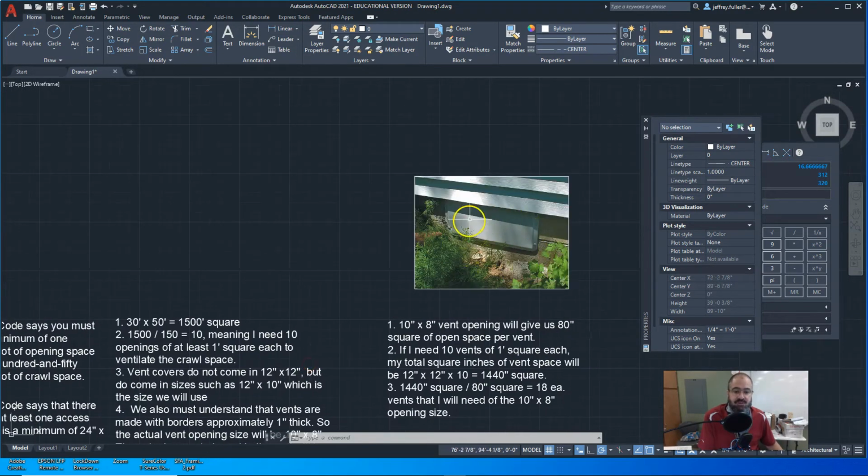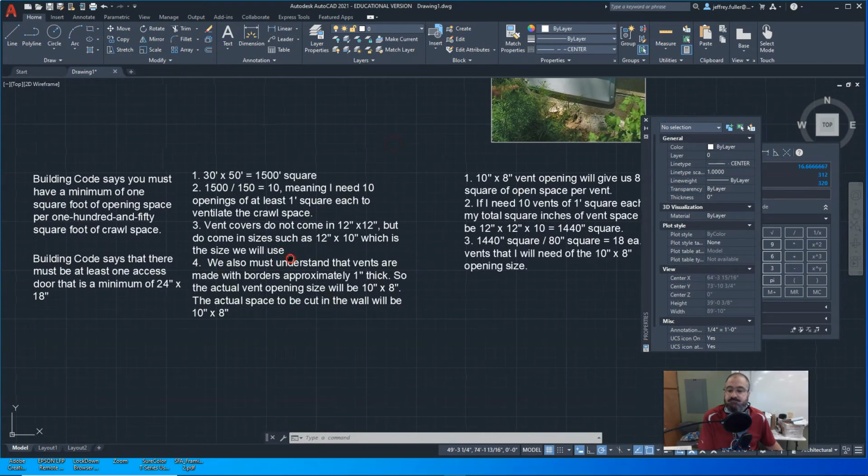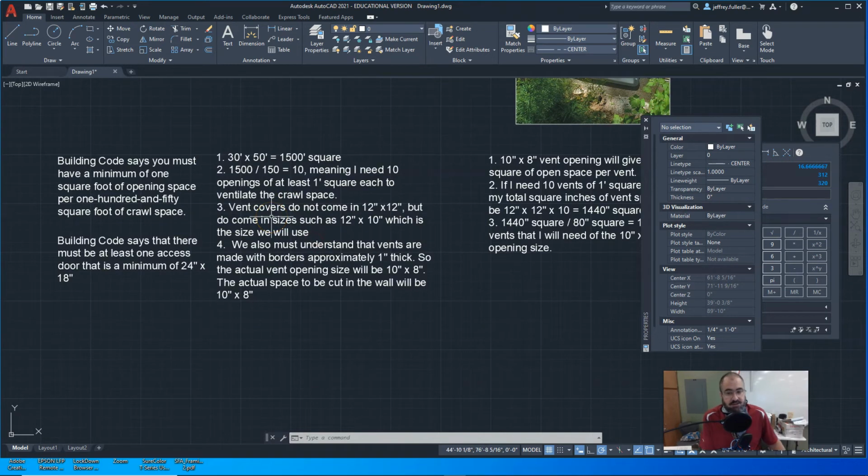And this is a vent right here. I put the picture here so you can see what a vent looks like. That's a crawl space vent. Vent covers do not come in 12 by 12. Remember, 1 square foot would actually be 12 inches by 12 inches, so a 12-inch by 12-inch square is 1 square foot. However, the vent covers do not come in that size, but they do come in sizes such as 12 by 10, which is the size that we're going to use.